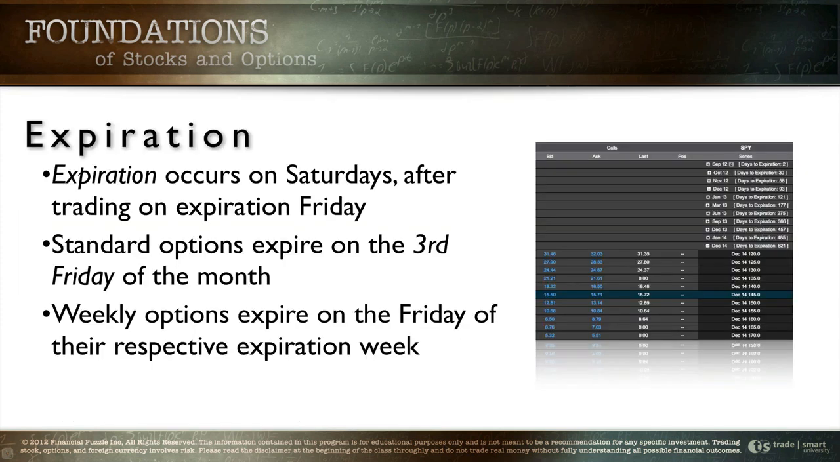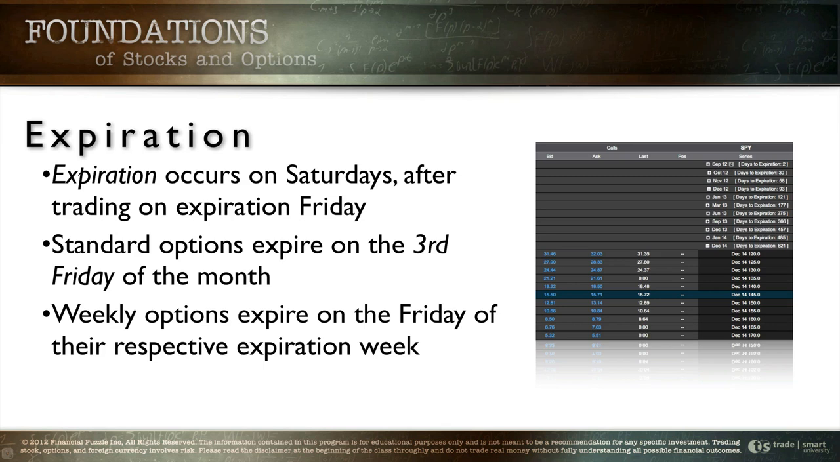Expiration. Expiration technically occurs on Saturday. It occurs on Saturday at noon. However, you cannot trade on Saturday, and we always refer to expiration as Friday, even though in pure technical terms, it's happening on Saturday. We always refer to expiration Friday, which is the day before expiration. That's the last day you can trade.